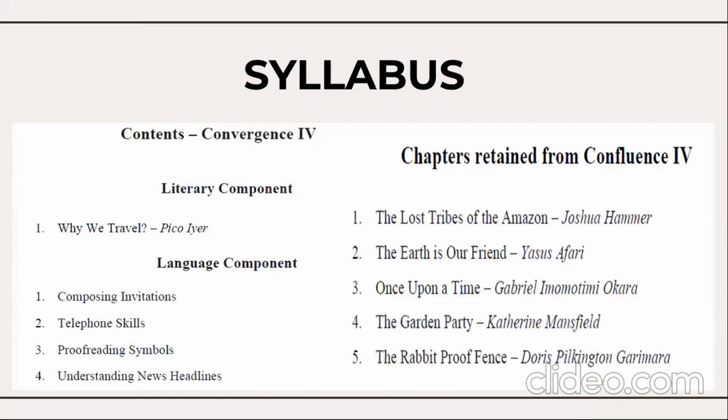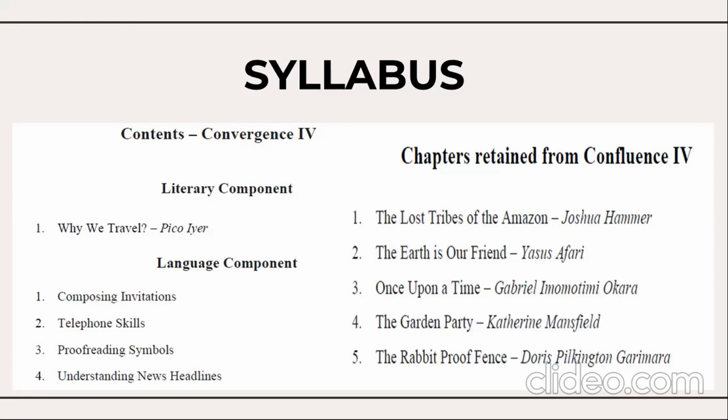To begin with, we should know the syllabus of fourth semester additional English. Here you have the syllabus on screen. You have the literary components like Why We Travel by Pico Iyer, The Lost Tribes of the Amazon by Joshua Hammer, The Earth Is Our Friend, Once Upon a Time by Gabriel, The Garden Party by Katherine Mansfield, and you have the language components like composing invitations, telephone skills, where you need to draft a telephonic conversation, proofreading symbols, and understanding news headlines. It is a 2 hours 30 minutes examination, and the marks weightage is 60 marks.